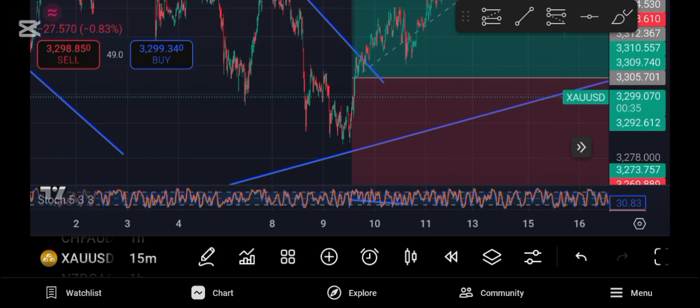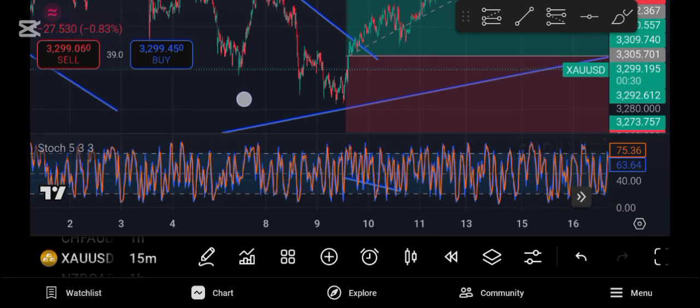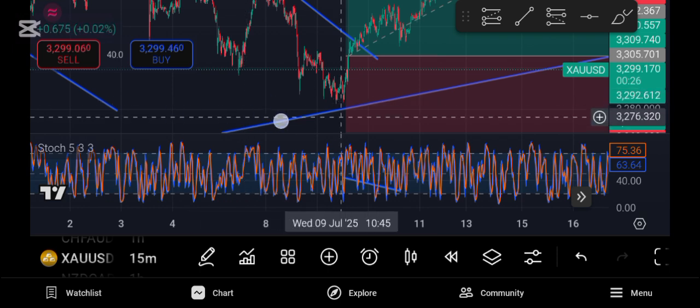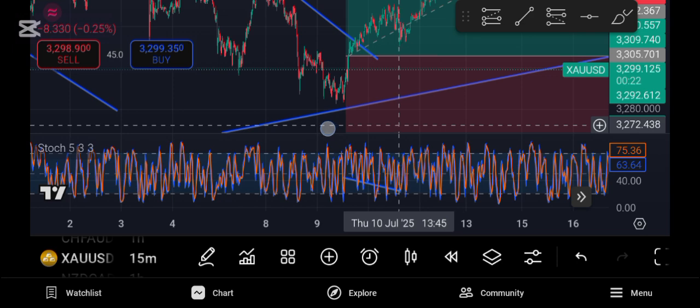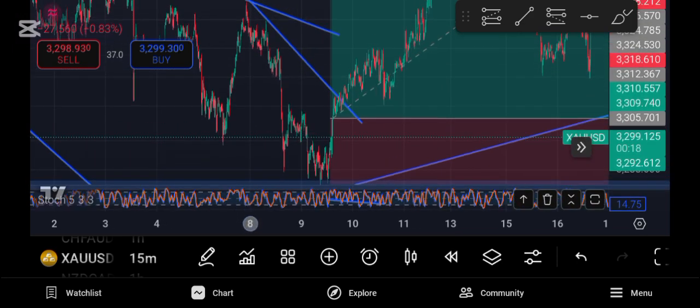Spot out your divergence, guys. So divergence from here. Let me show you something, guys. From here to this point, you spot out your divergence and you take the trade to the upside still.